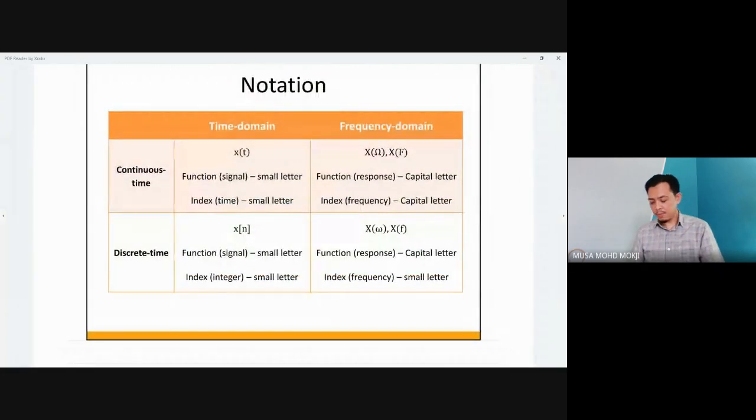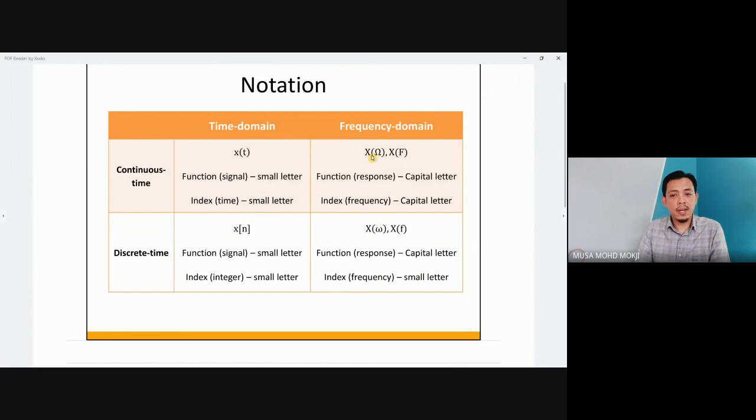And this is the full notation, just to make sure that everybody realizes that if you have continuous time in the time domain, we put it as x(t). This x is a signal, and normally an input signal. We use normal brackets here, and in the frequency domain for this continuous time, we use a small x for the time domain.